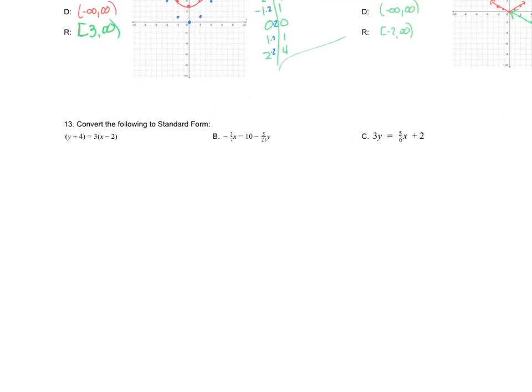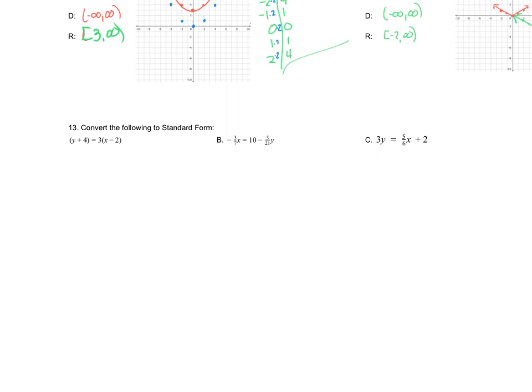All right, convert the following to standard form. My first step is to go ahead and distribute. So y plus 4 equals 3x minus 6. They like the leading coefficient to be positive in whole numbers. So we're going to get 3x minus y equals 10. Here I'm going to go ahead and add.